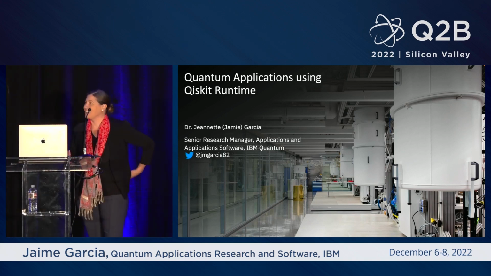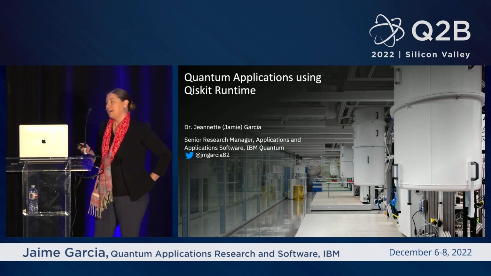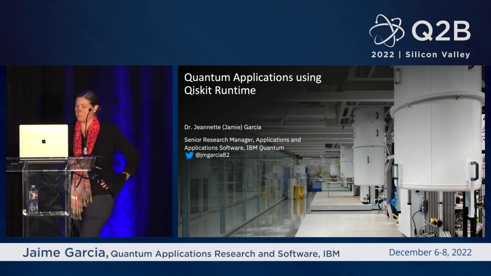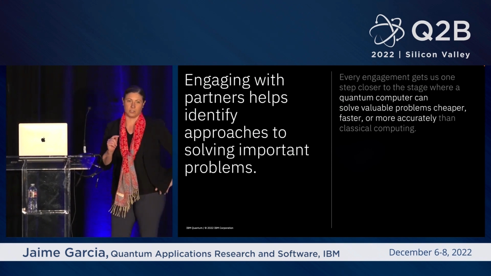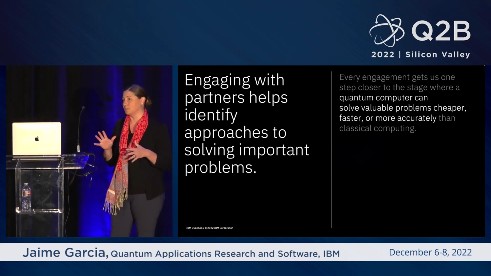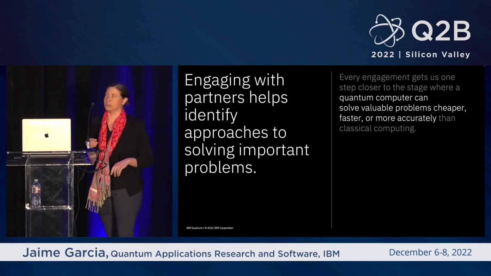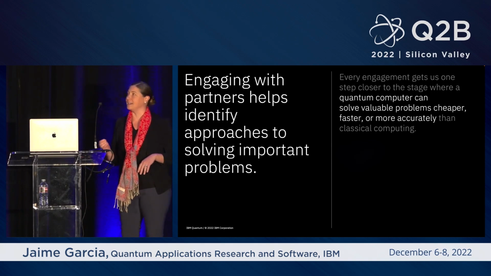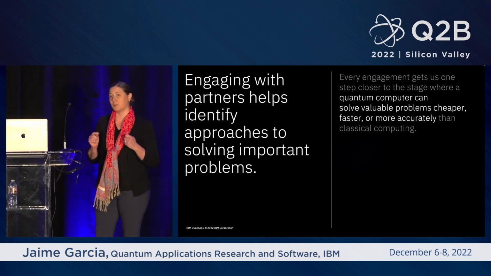Great. I'm excited to talk to you a little bit about what we're doing in the quantum application space and how we're leveraging Runtime, which is our Qiskit software product for running on hardware. I'm going to start with this statement, which is essentially that we leverage our partnerships to identify valuable problems. We really do believe this is at the core of everything that we do in the applications research and application software space, which is that our collaborations with our partners bring us one step closer to quantum advantage.